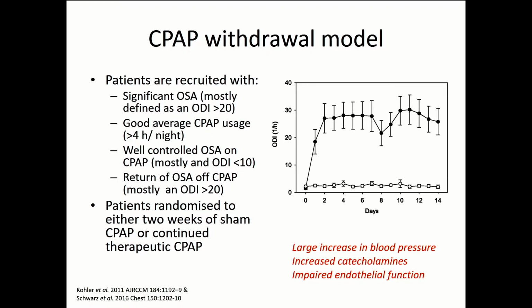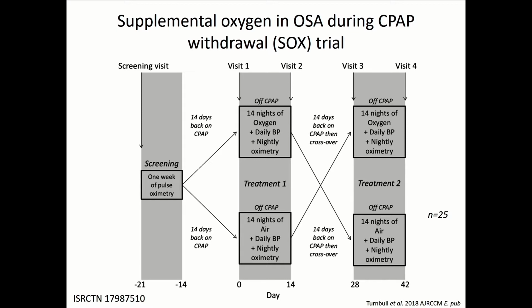In addition, in this model, we see very large rises in daytime morning blood pressure of 9.5 millimeters of mercury in systolic and 6 millimeters of mercury in diastolic blood pressure. We also see an increase in urinary catecholamines as a surrogate marker of sympathetic activation, and impaired endothelial dysfunction as a surrogate marker of cardiovascular disease. And what we went on to do was to design the supplemental oxygen during CPAP withdrawal trial.